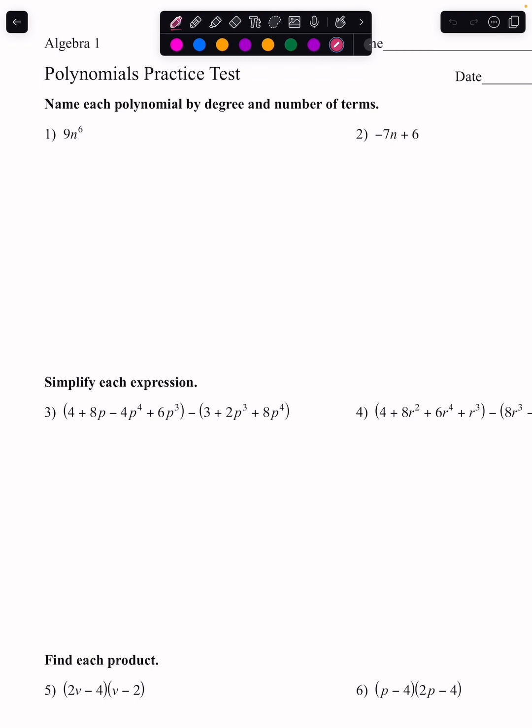Here we go. So this right here, remember, you have to start with the degree, 6th degree. And since that is a one term, that's a monomial. Over here, what's the highest degree? 1. That makes this linear. And since there are two terms, binomial. That was the easy one. Okay, so let's go to the next set of questions.